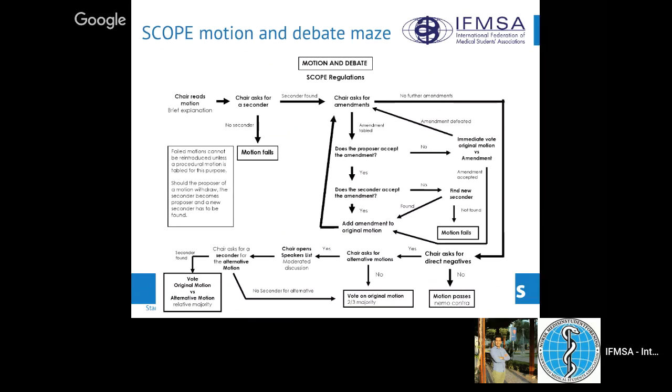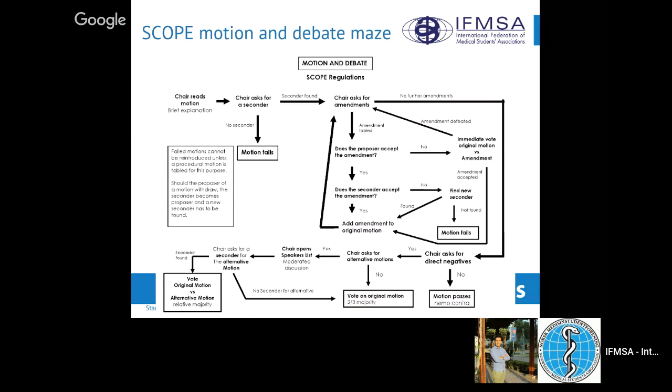Let's move back to the case where the amendment is accepted by the proposer, but not by the seconder. At this point we have to find another seconder, who automatically accepts the amendment because they are seconding the amended motion. If there is no seconder, then the motion fails. If there is a seconder who accepts the amended motion, then the amendment is automatically incorporated into the original motion.